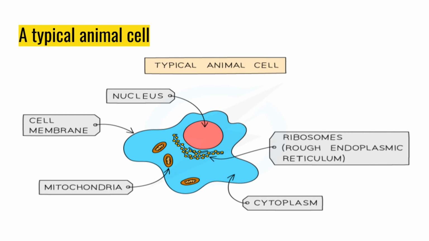The diagram here shows a typical animal cell having a nucleus which controls the activities of the cell. They have cytoplasm where metabolic or cellular reactions take place, and mitochondria, which provide the site for respiration. They also have a cell membrane. They have ribosomes found on the rough endoplasmic reticulum, and they do not have chloroplasts nor a cell wall.